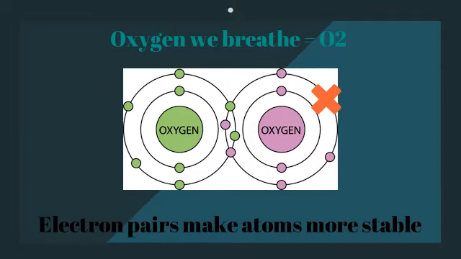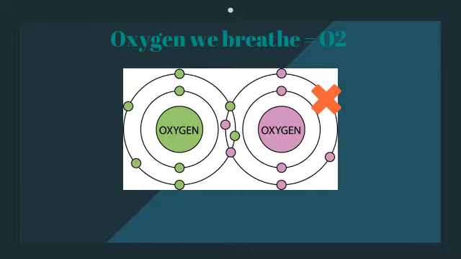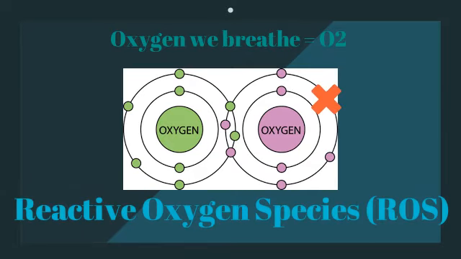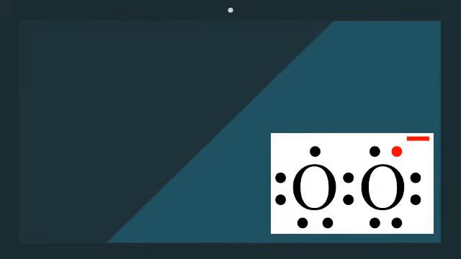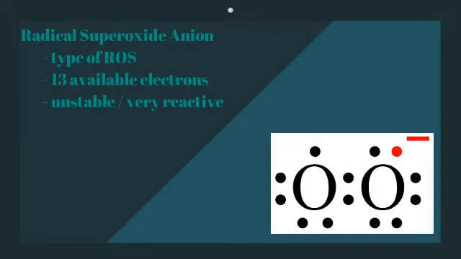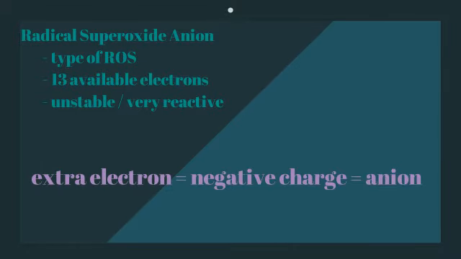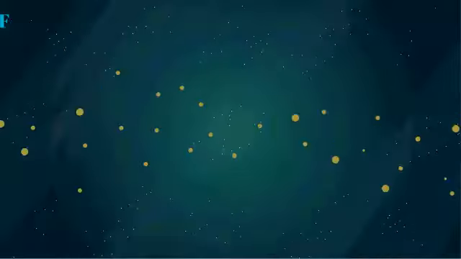If the lonely electron can't find a partner, the oxygen molecule will become a reactive oxygen species, or ROS. The radical superoxide anion is different from a normal oxygen because it has an extra electron in its valence shell. This gives superoxide 13 electrons instead of molecular oxygen's 12. This extra electron gives the molecule a negative charge, which is why we call it an anion, and it makes it significantly more reactive than regular molecular oxygen.